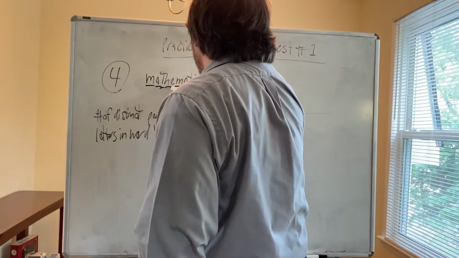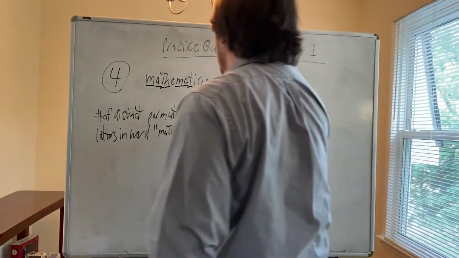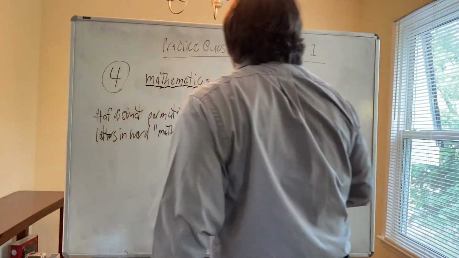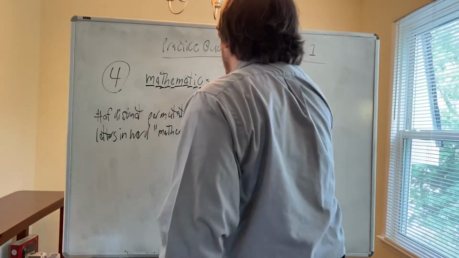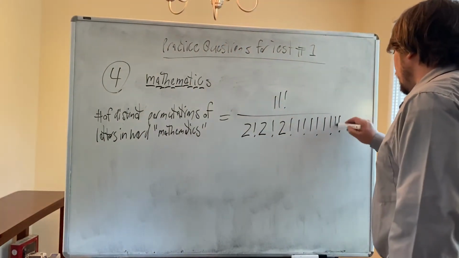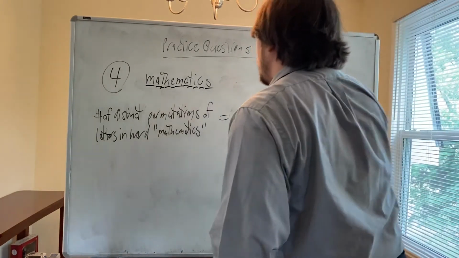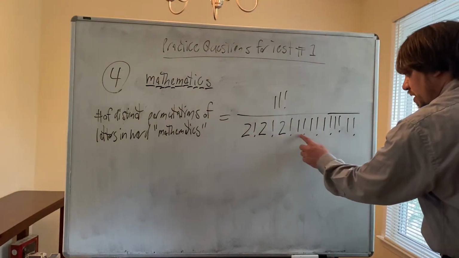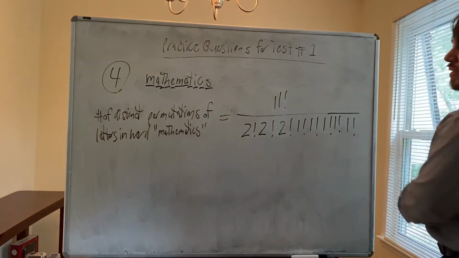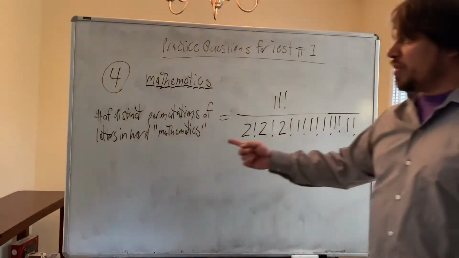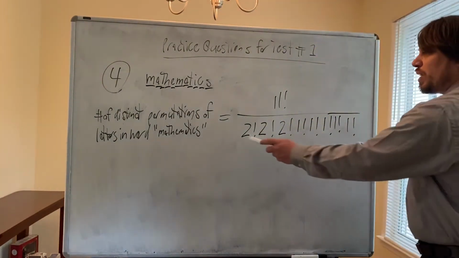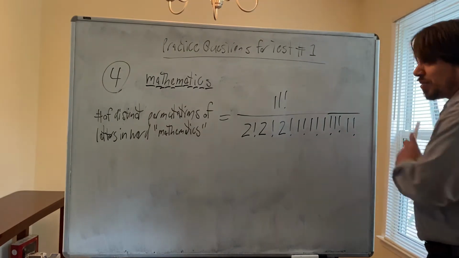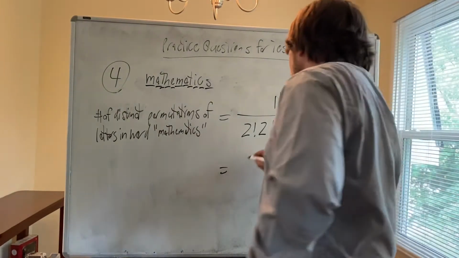There is 1 h, divide by 1 factorial for the h. There is 1 e, so you divide by 1 factorial for the e. There's 1 i, you divide by 1 factorial for the i. 1 c, you divide by 1 factorial for the c. And 1 s, you divide by 1 factorial for the s. That's 2, 4, 6, 7, 8, 9, 10, 11. That's all 11 letters. So the number of distinct permutations of letters in mathematics is 11 factorial over 2 factorial times 2 factorial times 2 factorial times 1 factorial times 1 factorial times 1 factorial times 1 factorial times 1 factorial. That's equal to 11 factorial.